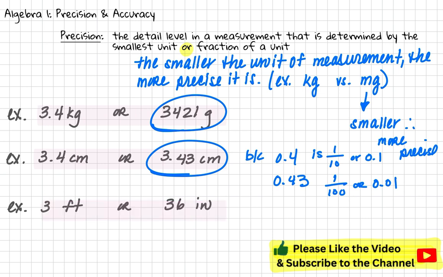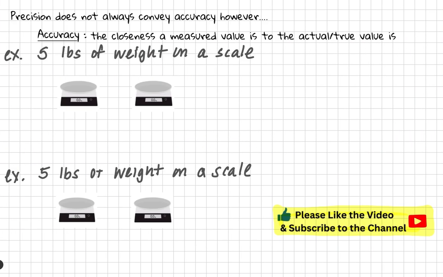And then for the last example, we have 3 feet or 36 inches. So we have feet that we're going to look at and then compare it to inches. Which one's a smaller unit of measurement? Inches. And so that in itself makes it the more precise of the two. So our answer is going to be 36 inches.